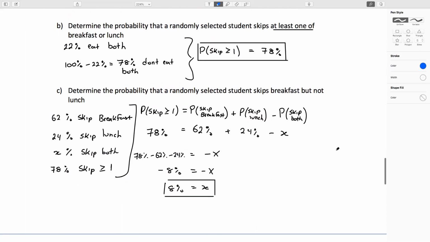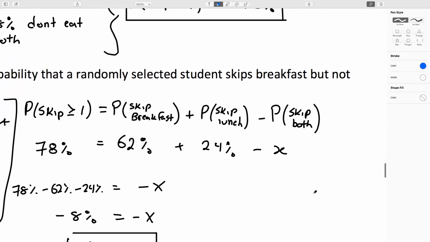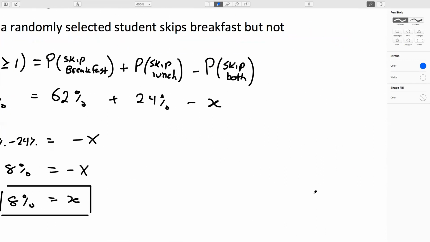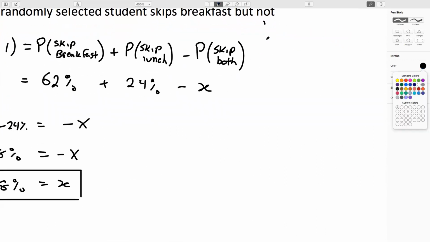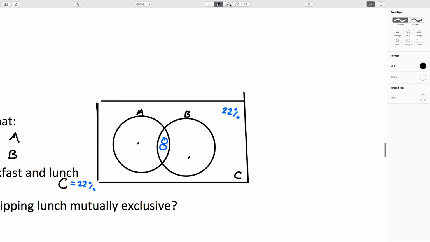Okay. So we're just about done. We kind of ran out of room here, but that's all right. Determine the probability that a randomly selected person skips breakfast but not lunch. Okay. Well, going back to our diagram. The probability of breakfast but not lunch is, let me shade it in here, this part. The entire circle adds to 62. I know 8% of them skip both. So we've got to figure out how many skip only breakfast. And it's just this shaded part.